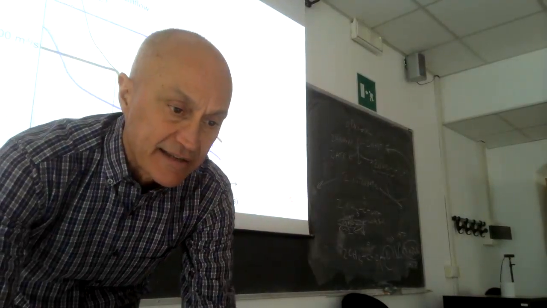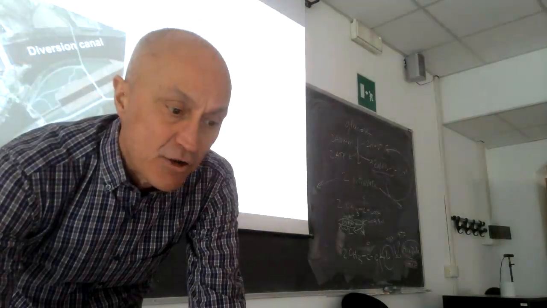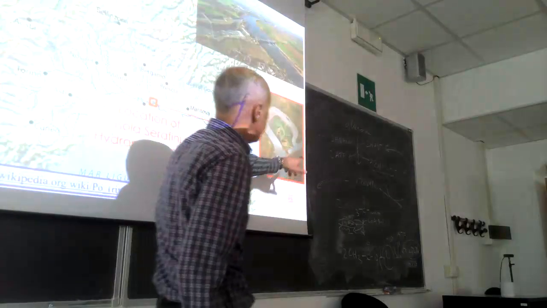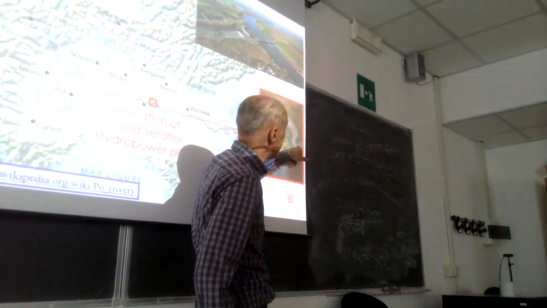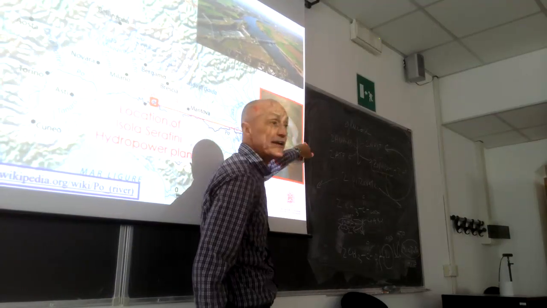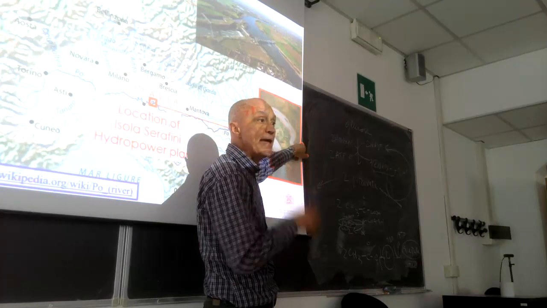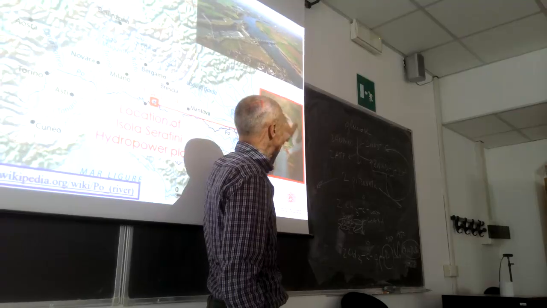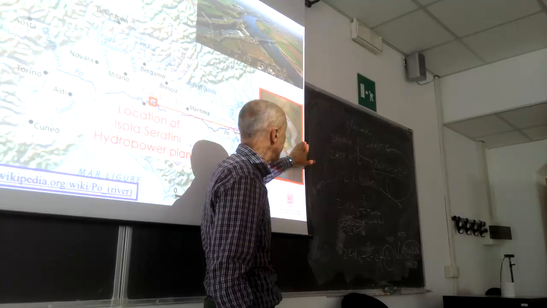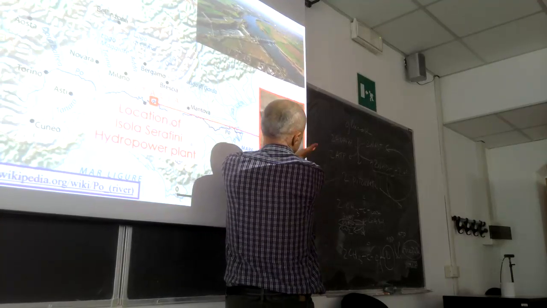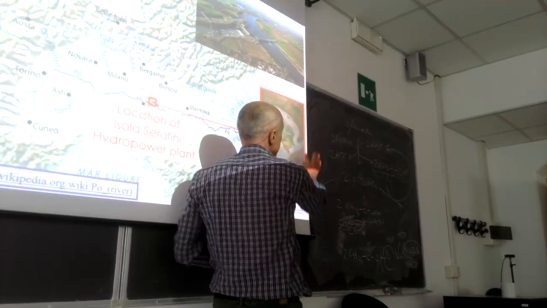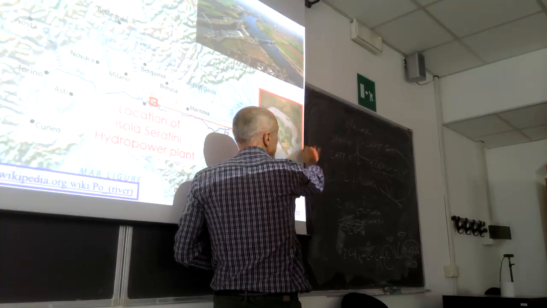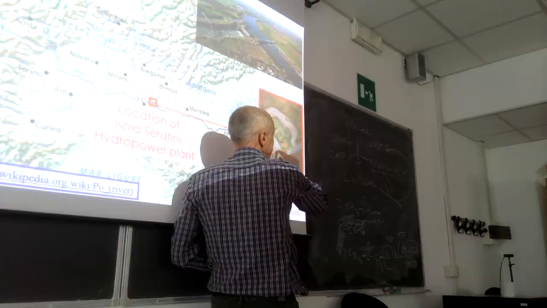When the stream flow is low, water level here is not controlled by a dam, like in this case. So when the stream flow is low, water level is low. When the stream flow is high, water level is high. You are interested in the hydraulic head. What is, by definition, the hydraulic head? The height difference between upstream and downstream.